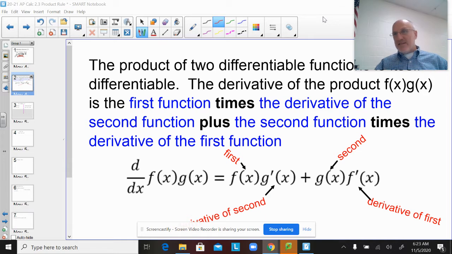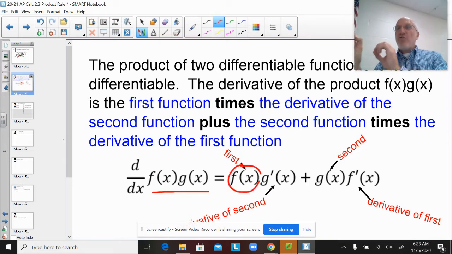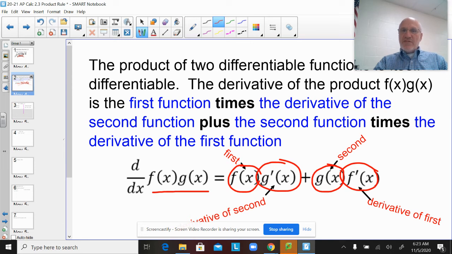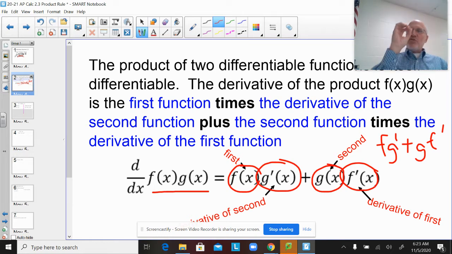And here it is below that as an equation. This says the derivative of f of x times g of x, there's my product, is the first, f of x, unchanged, times the derivative of the second, that's g prime of x, plus the second, g of x, again unchanged, times the derivative of the first. Another way to think of it is just f g prime plus g f prime. That's another great little phrase to have stuck in your head: first times the derivative of the second plus the second times the derivative of the first.